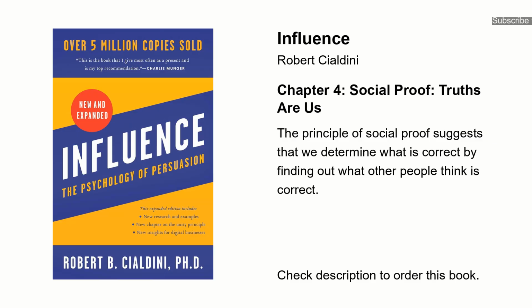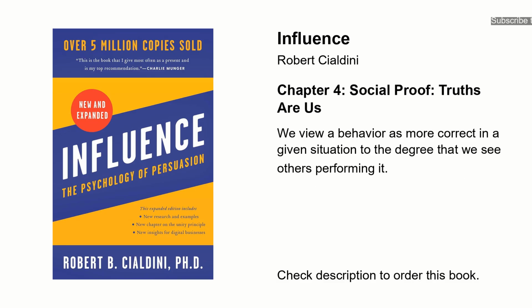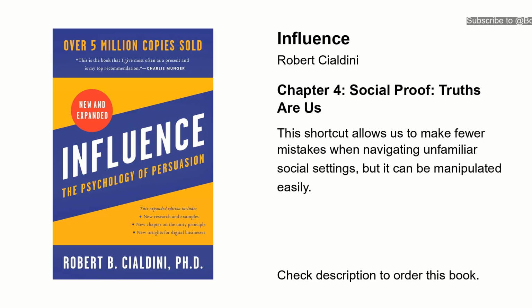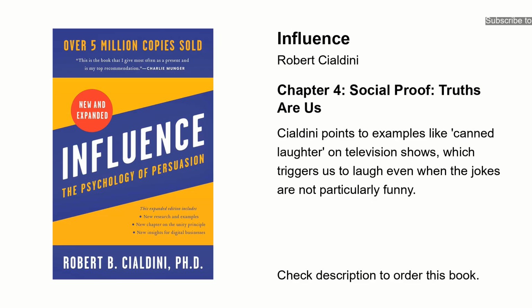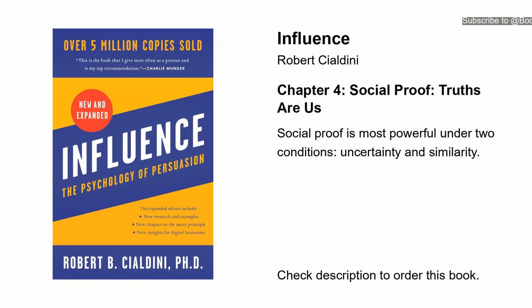The principle of social proof suggests that we determine what is correct by finding out what other people think is correct. We view a behavior as more correct in a given situation to the degree that we see others performing it. This shortcut allows us to make fewer mistakes when navigating unfamiliar social settings, but it can be manipulated easily. Cialdini points to examples like canned laughter on television shows, which triggers us to laugh even when the jokes are not particularly funny. Social proof is most powerful under two conditions: uncertainty and similarity.